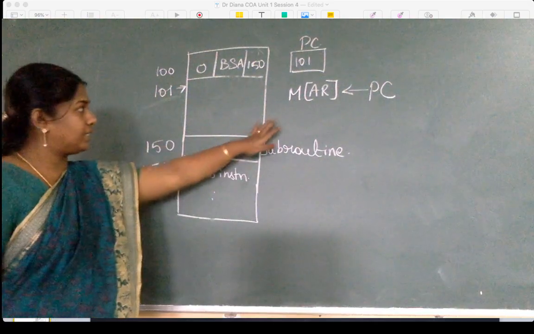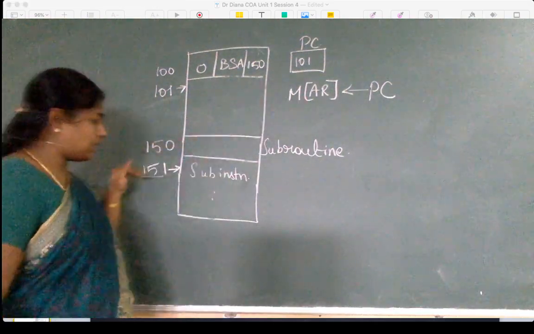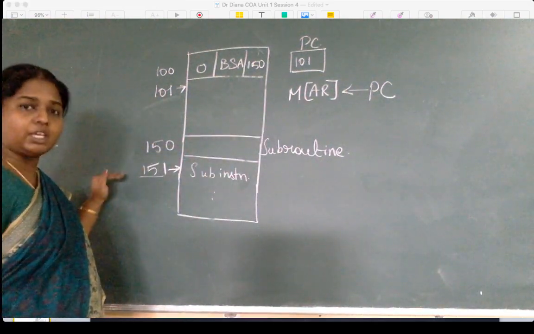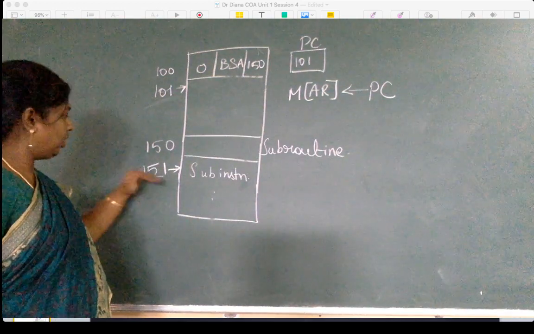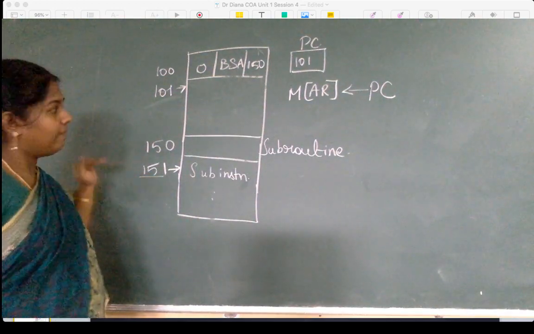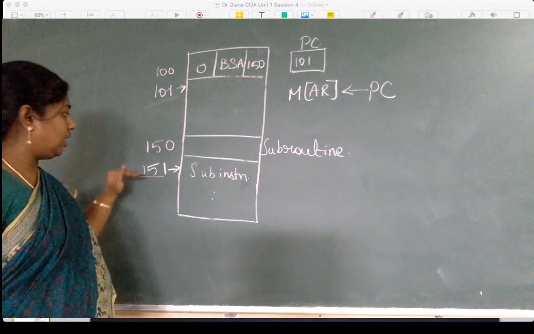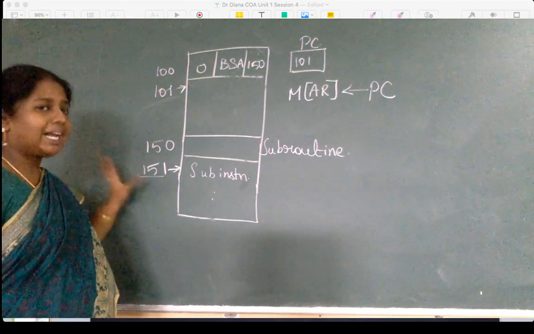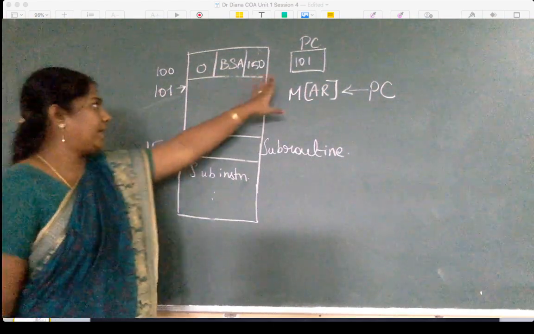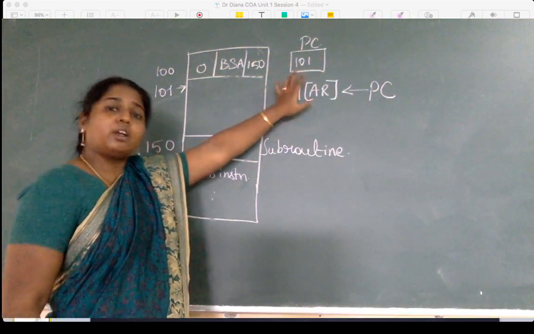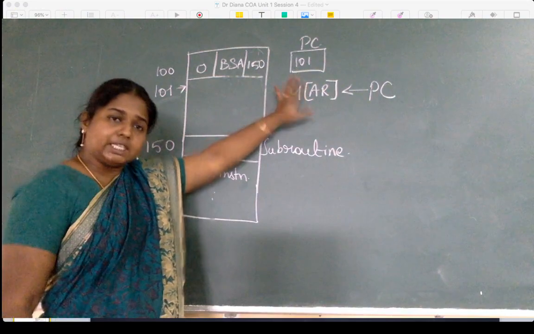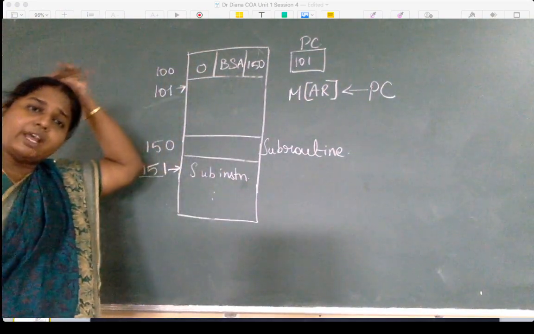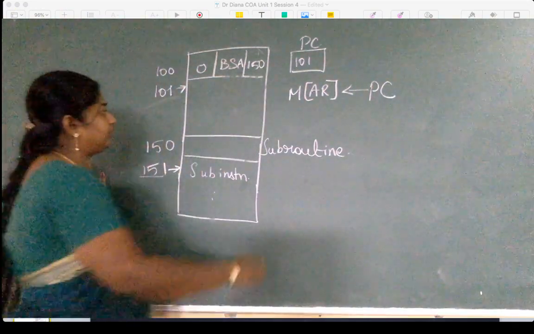Once I complete this, I have to change my execution flow of control to this particular memory location. I should send my execution to this value. That is indicated by updating the value of PC. Now I should update the value of PC with some other value. What is that value?